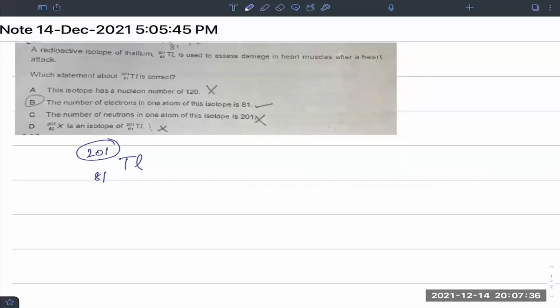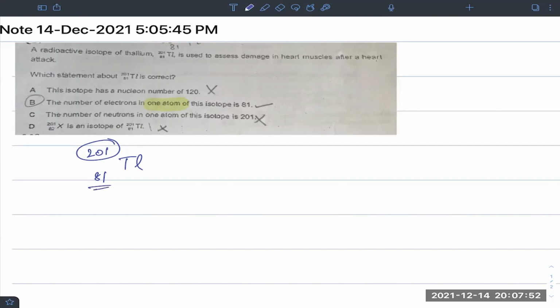Next statement is the number of electrons in one atom is 81. That is true because the term atom means that it is neutral. Atom is neutral, that's why. Because it's an atom, the proton number is the same as the number of electrons. So that's why it's 81.